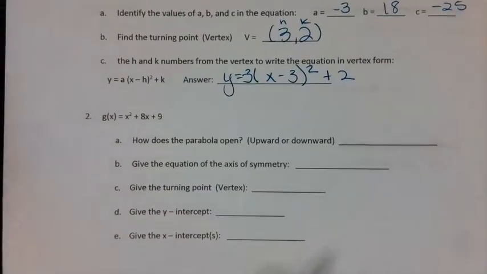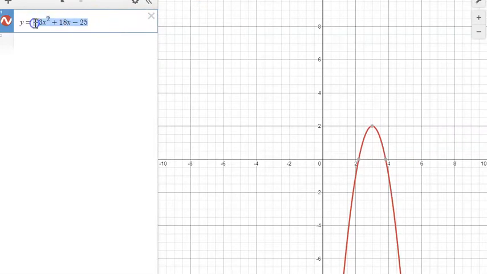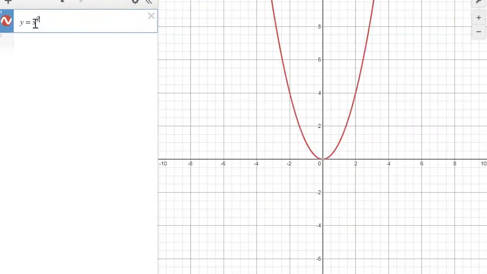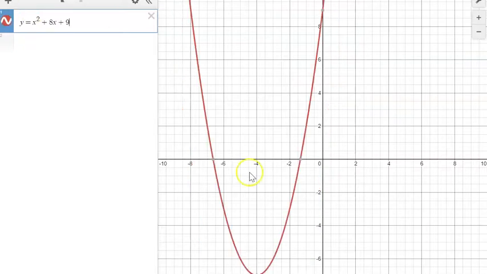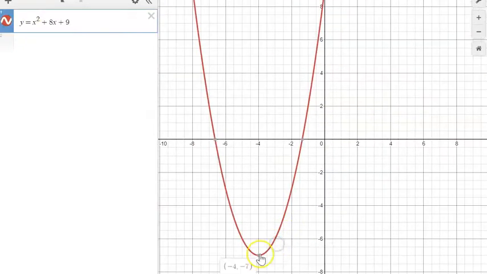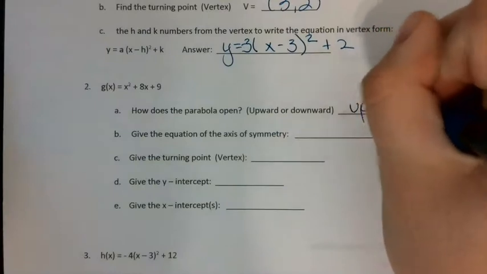Okay, number 2, I need to graph this and see what it looks like. So let's go to Desmos. Okay, this is a little off the screen. There we go. This one wants me to decide if it opens upward or downward. So this one is U-shaped, so it's upward.